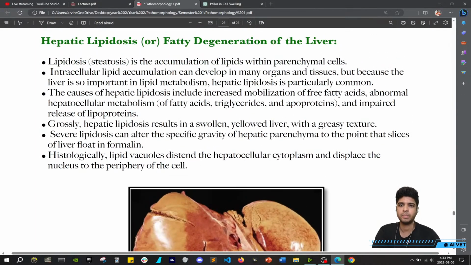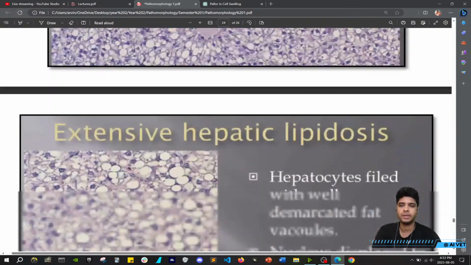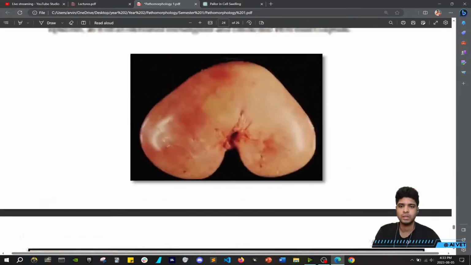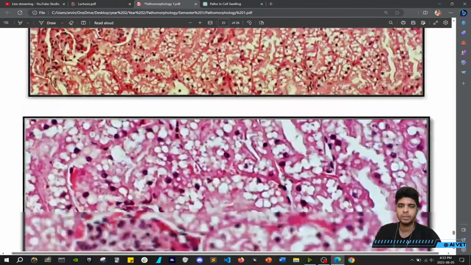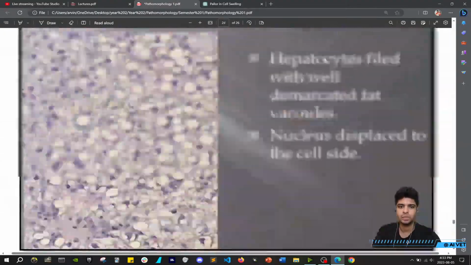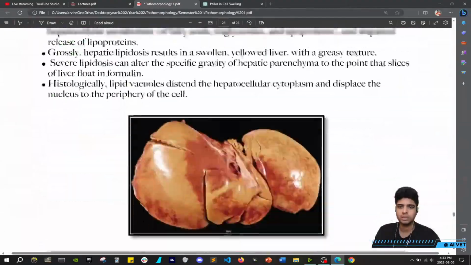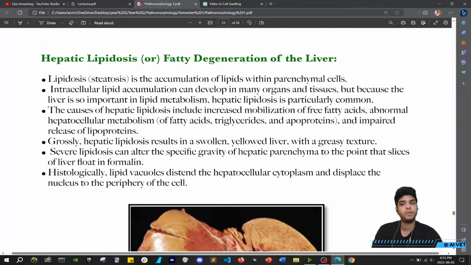So hepatic lipidosis, fatty degeneration of liver and kidney we have to read, right? And kidney lipidosis, both the lipidoses are given. So lipidosis, as the name says, is the accumulation of lipids in the parenchyma cells. Okay, accumulation of lipids.